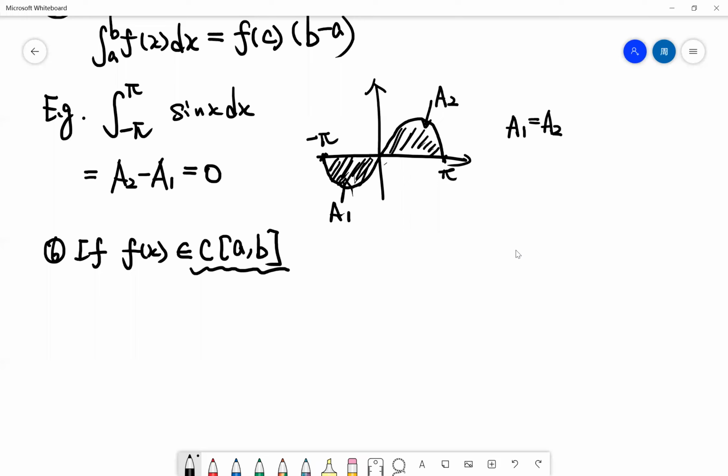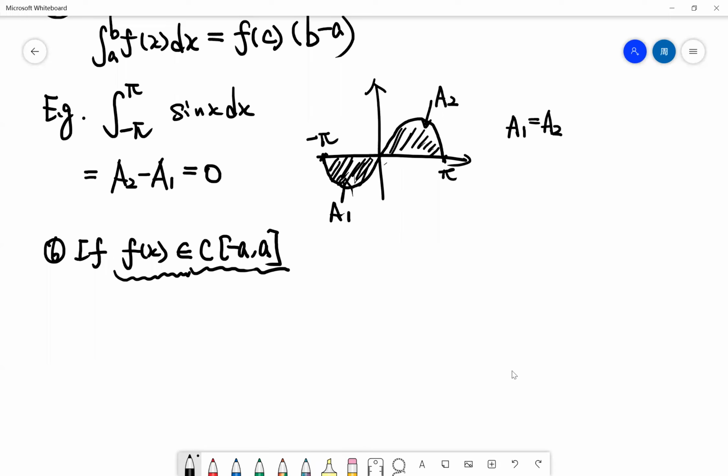This symbol means, on the closed interval from A to B, all the continuous functions. So here, that means f(x) is a continuous function in the closed interval from A to B. You should know that. And the interval here is a special interval. That is a symmetrical interval from -A to A.